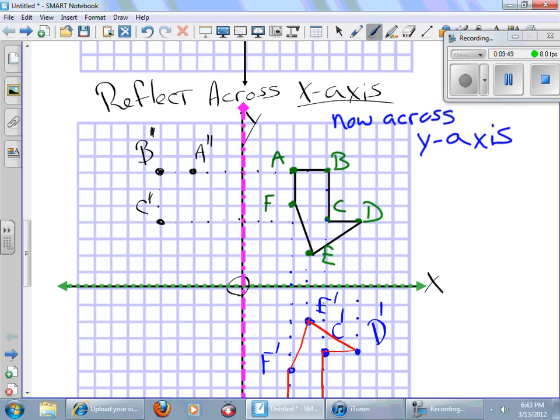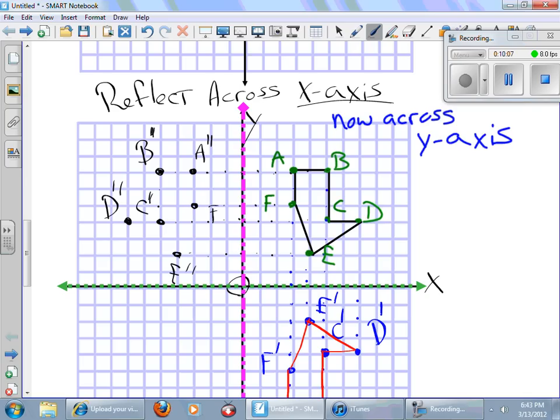Now D is 7, so D prime will be 7 away. Okay. E is 1, 2, 3, 4. E double prime. F is 1, 2, 3.